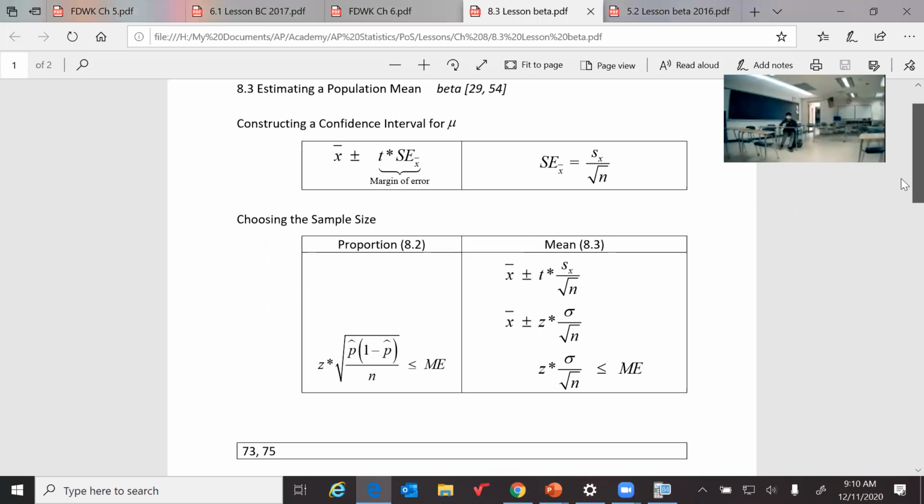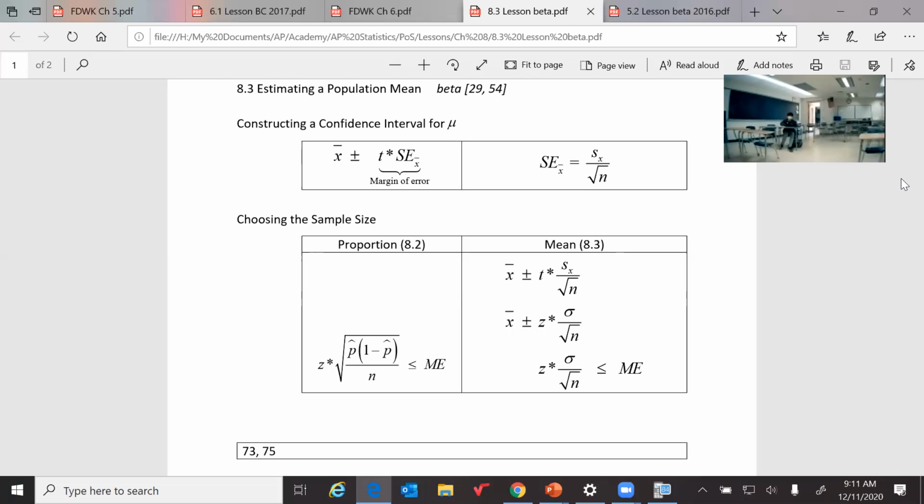All right, and we're looking at this confidence interval for mu. X bar is the statistic. Add or subtract T times the standard error of X, the margin of error, the whole thing. What is the standard error of X? The standard deviation divided by root n.